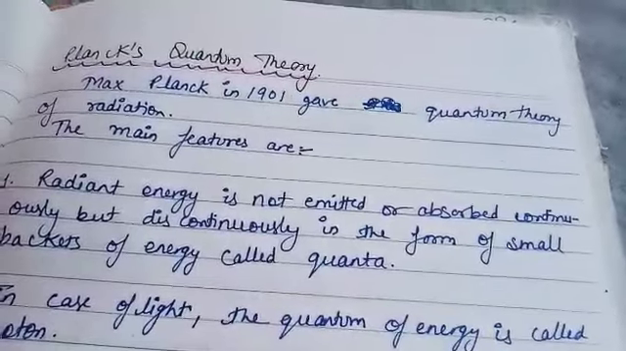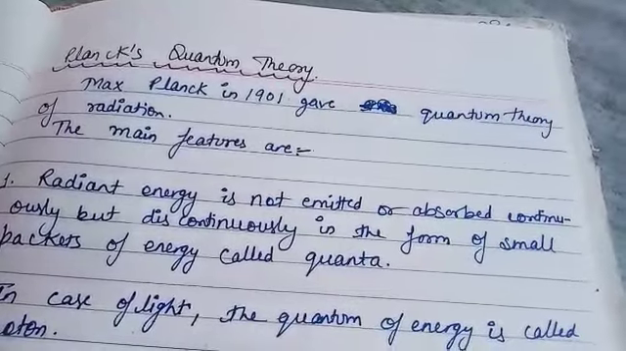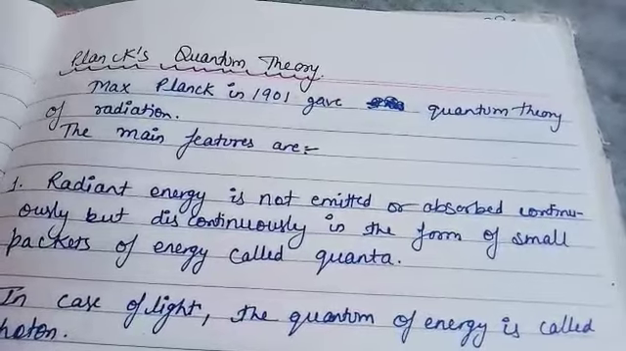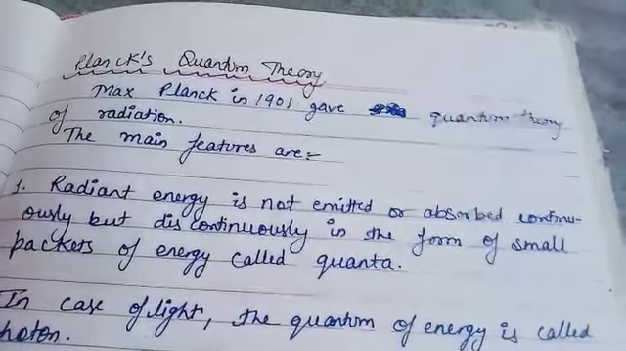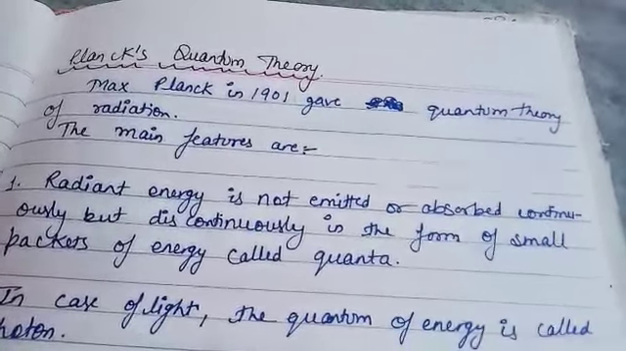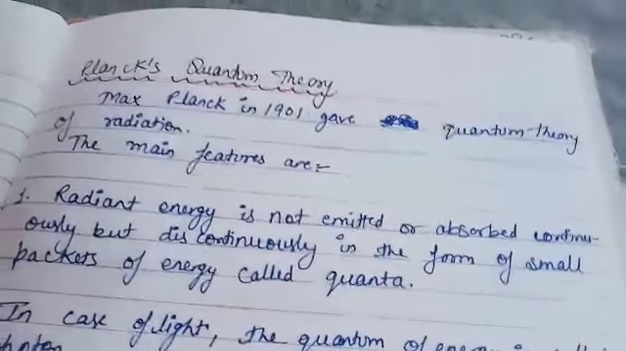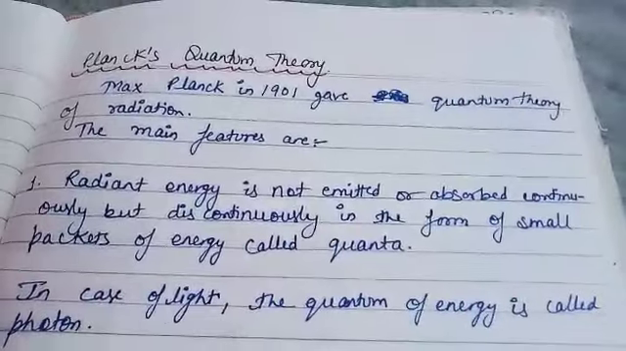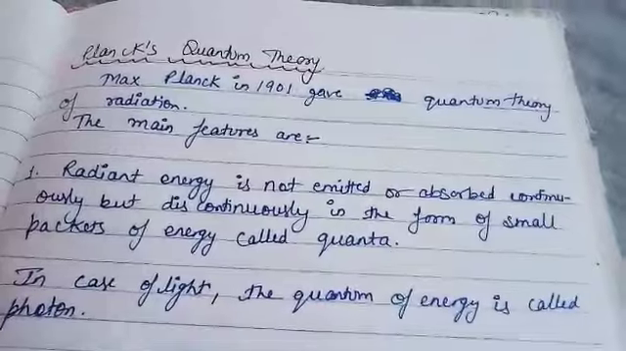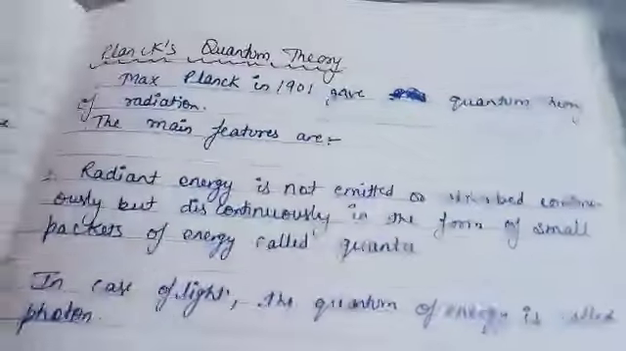Now remember one thing: a large number of packets is known as quanta. And if we are talking about a single energy packet, that is known as quantum. That is the reason this theory is known as Planck quantum theory, because he talked about energy bundles, small packets. And that single packet is known as quantum. That's why this theory is Planck quantum theory. And in case of light, the quantum of energy is called a photon.